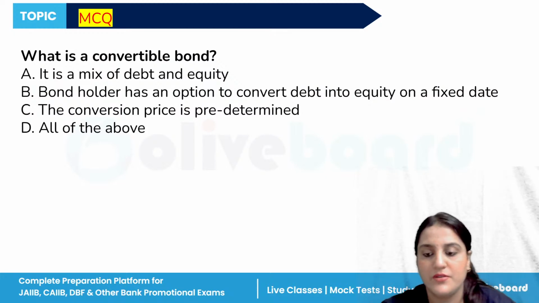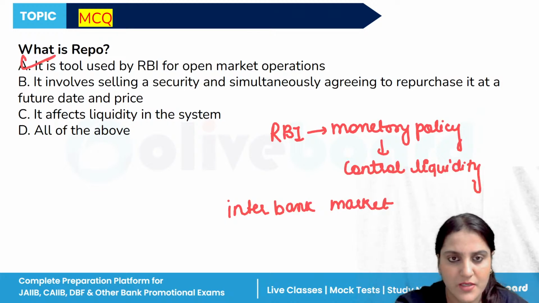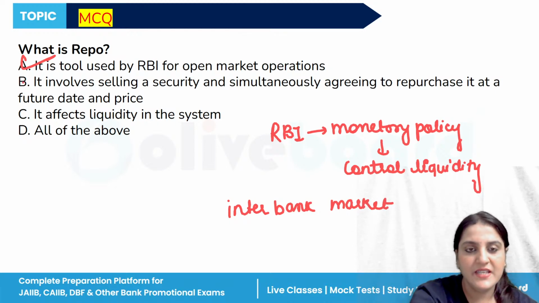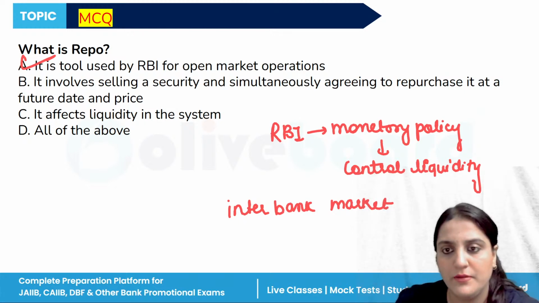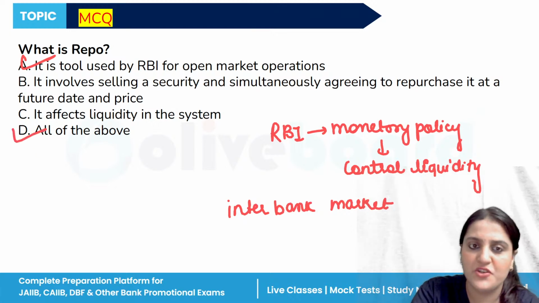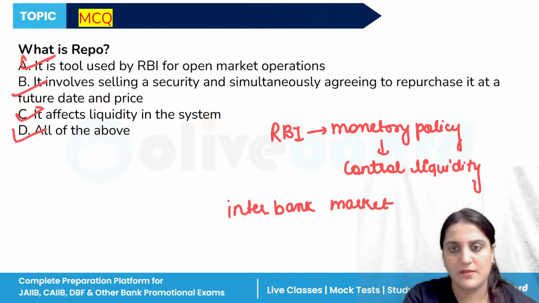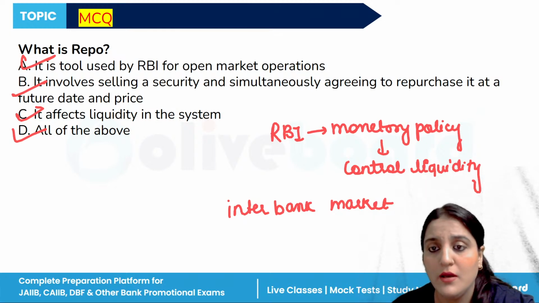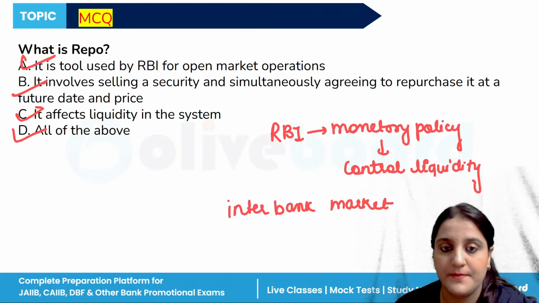Tell me the answer of this question. Just wait. I think in this question, if we read all the options carefully, it includes all the options. That means all the options are correct in this case. Yes, it involves selling a security and simultaneously agreeing to repurchase it at a future date, and it also affects the liquidity in the system. So we can say all the above options are correct.